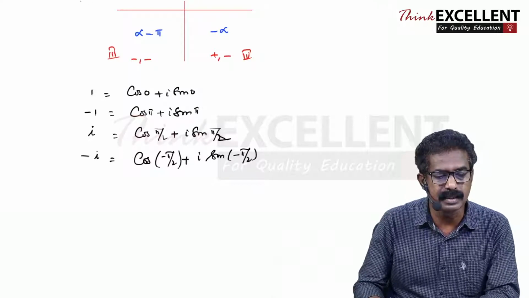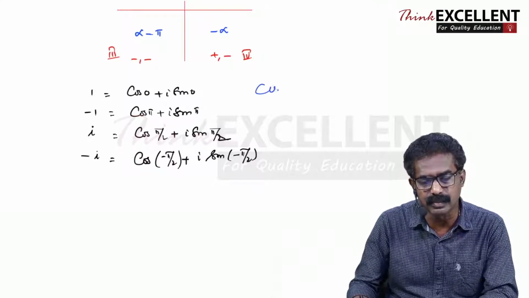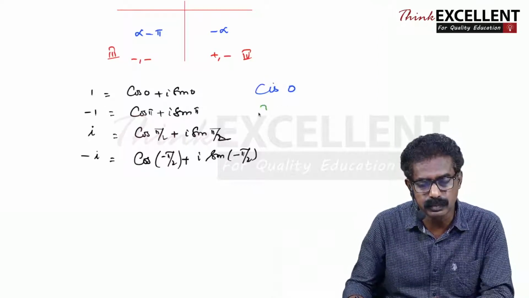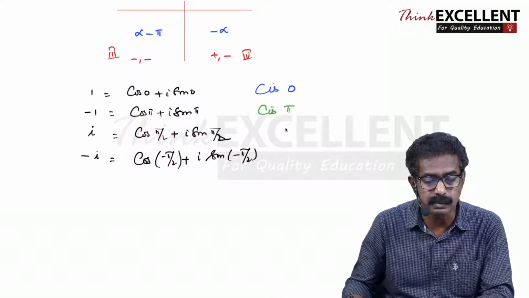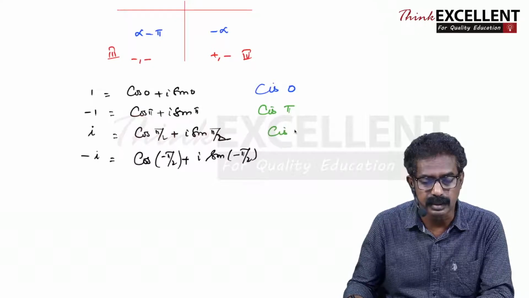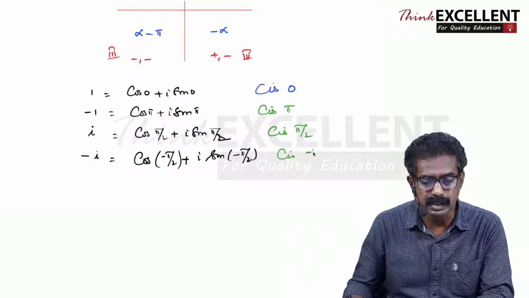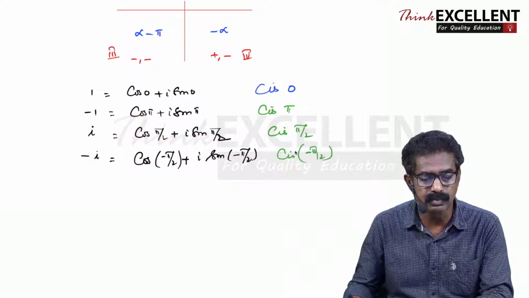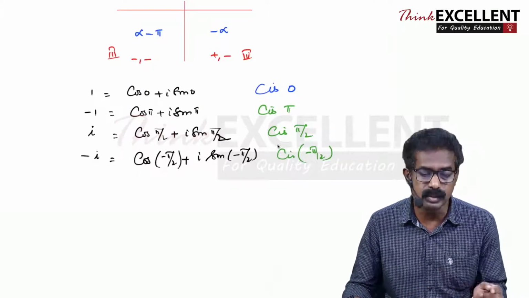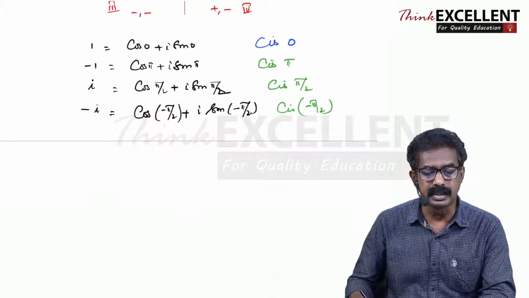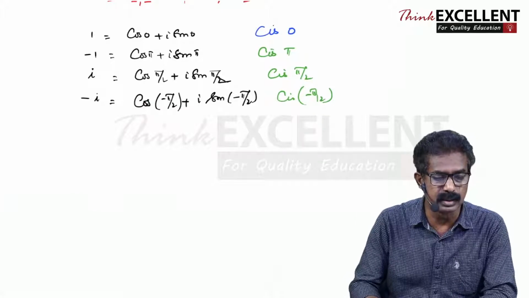Cos theta plus I sin theta, in short you can write cis theta. For 1 it is cis 0, where the argument is 0. Minus 1 is cis pi. Next is cis pi by 2, then cis minus pi by 2. So remember, for 1 the argument is 0, for minus 1 it is pi, for I it is pi by 2, and for minus I it is minus pi by 2. So these things you remember.